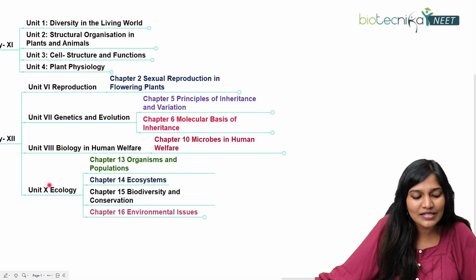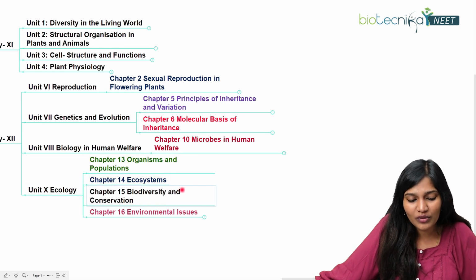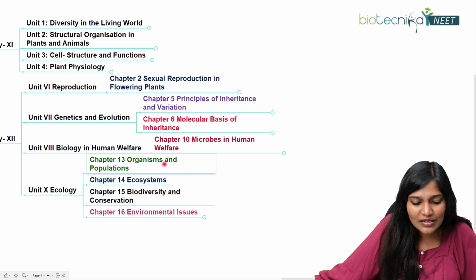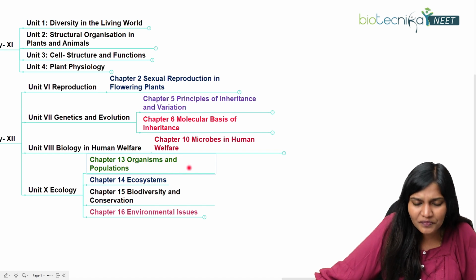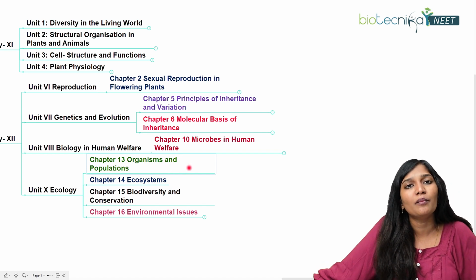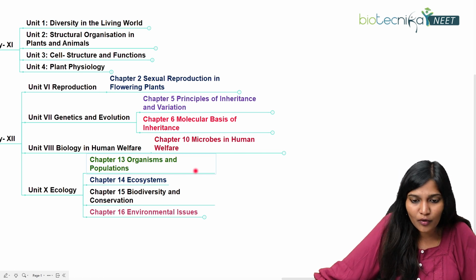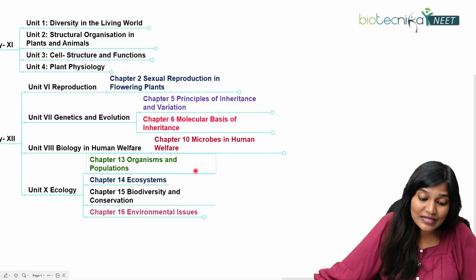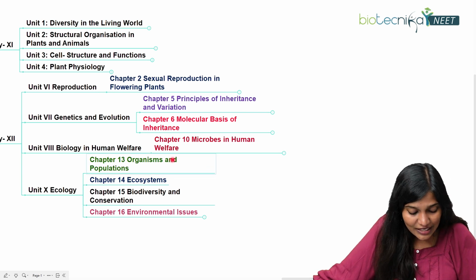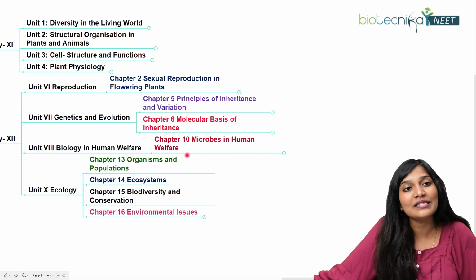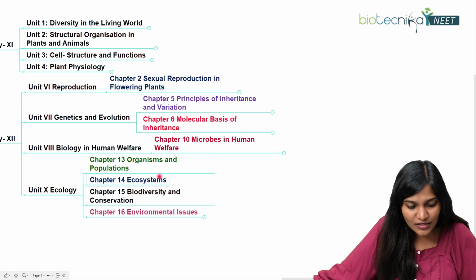The last unit is the 10th unit, ecology. All the 4 units we'll be having. In the first, organism and population, you have to remember population attributes, population density, and you have to study about the number of interactions, like name of the interactions, like mutualism, competition, predation, parasitism, commensalism, amensalism, all these things you'll be studying.